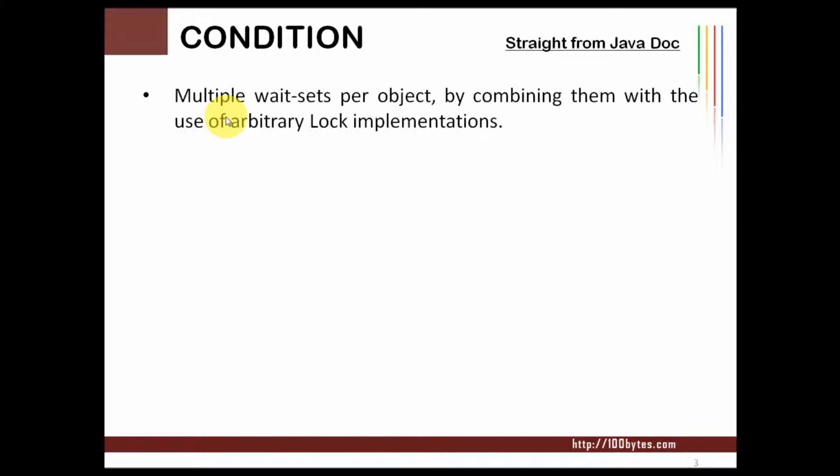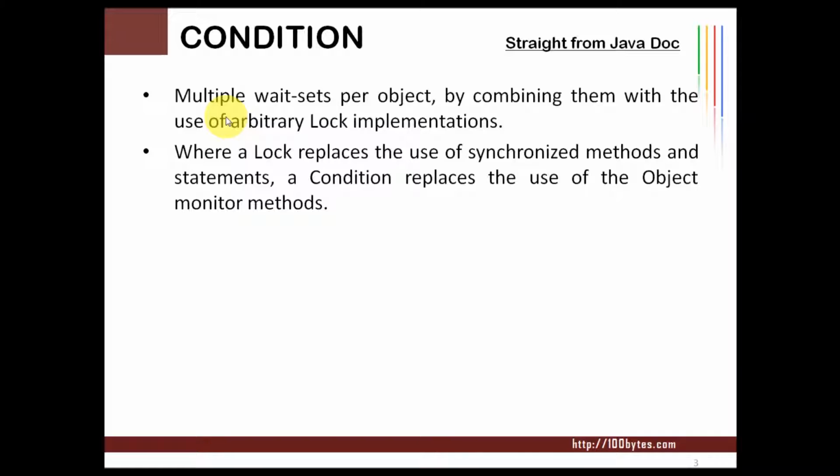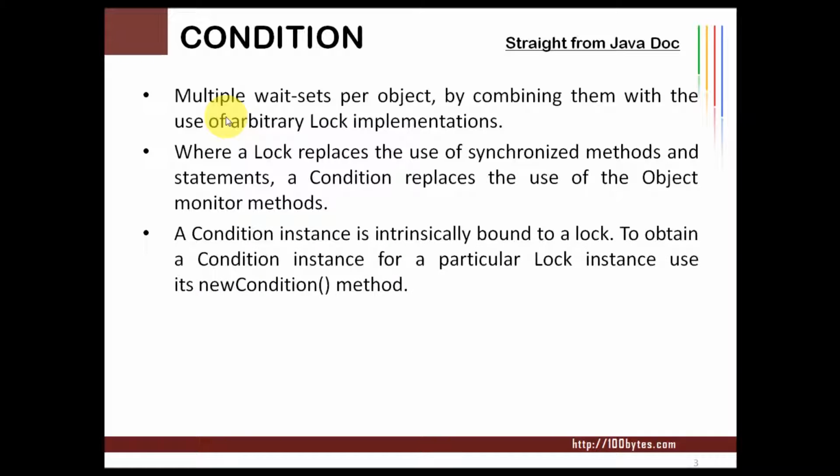Before conditions, a thread could wait on only one wait set per object, but with conditions we can have multiple wait sets per object. By combining them with a lock implementation, that is a reentrant lock or some other lock implementation of your own, we can achieve more complex use cases. It's directly mentioned that a lock replaces synchronized methods and statements, whereas a condition replaces the use of object monitor methods. Each condition is intrinsically bound to a lock.